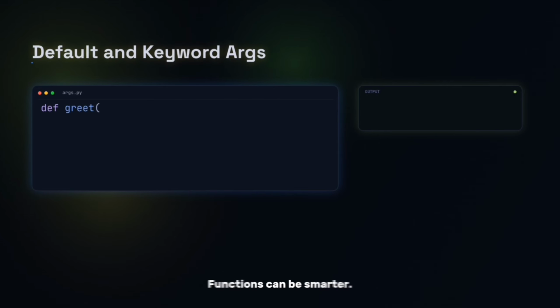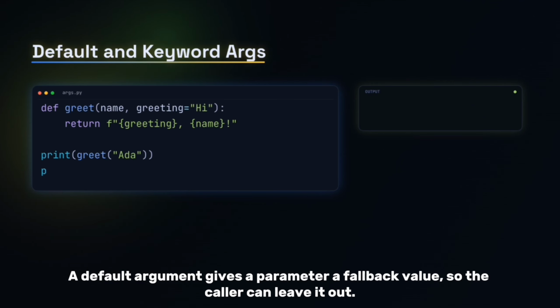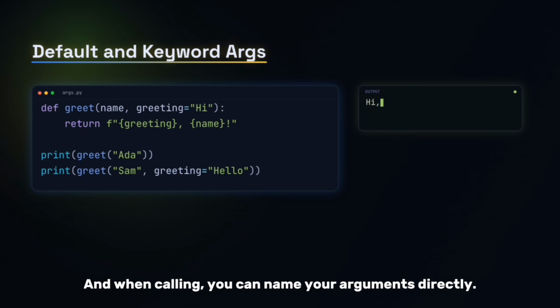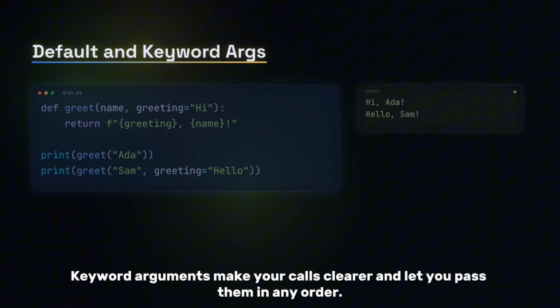Functions can be smarter. A default argument gives a parameter a fallback value so the caller can leave it out. And when calling, you can name your arguments directly. Keyword arguments make your calls clearer and let you pass them in any order.